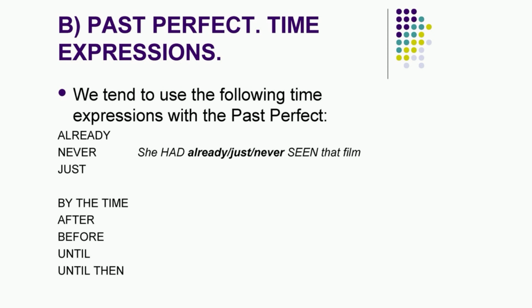And the past perfect time expressions. Exactly, every tense has its own time expressions. For example, past perfect time expressions are already, never, just, by the time, after, before, until then. We tend to use the following time expressions with the past perfect. For example, she had already seen that film. She had just seen that film. She had never seen that film.